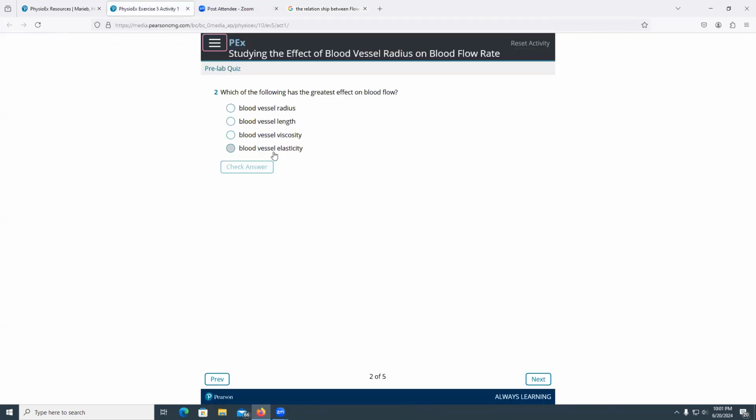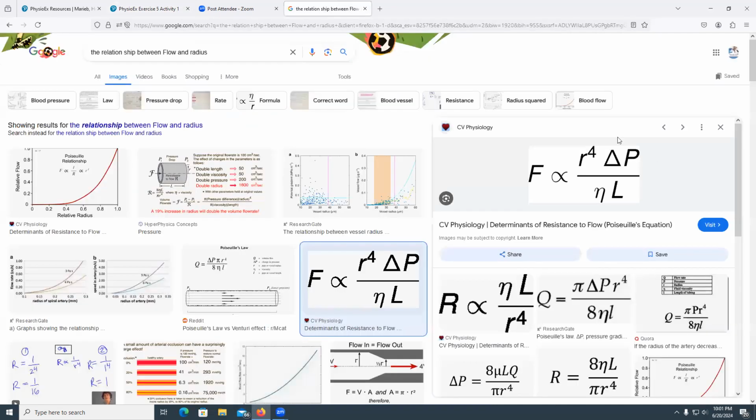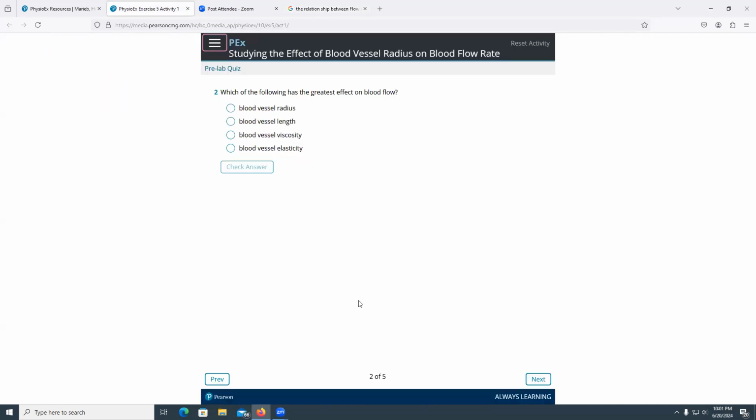And then there is this other concept known as blood vessel elasticity. It's not in the formula, but this is a pathological concept. So remember, we're not just dealing with anatomy and physiology. Anatomy is the structure, physiology is the function. We're also going to be looking at the very important pathologies, what goes wrong with the body when something's going wrong.